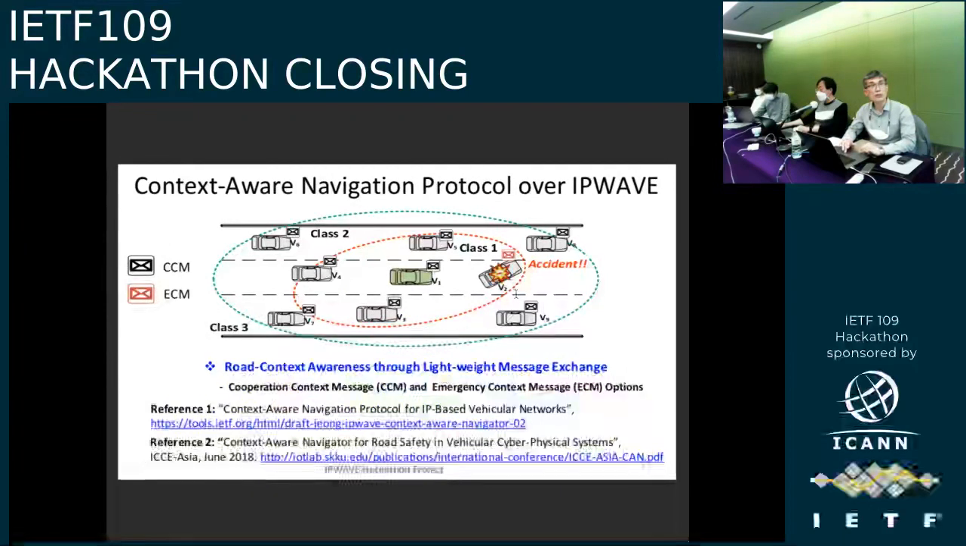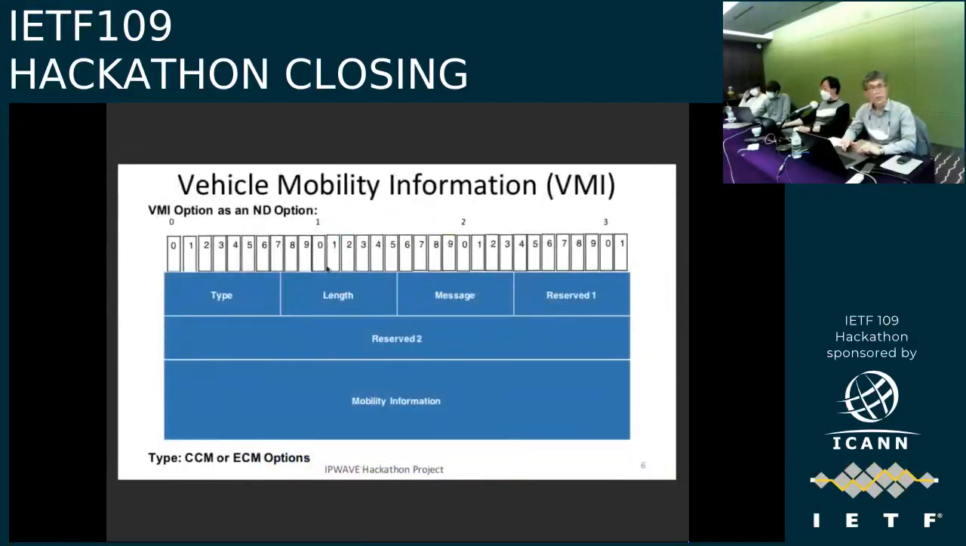So basically, in the context-aware navigation protocol case, you can see this is a highway scenario. Some vehicle hit some obstacle, and the following vehicle observed. And then this V1 detected this dangerous situation and disseminated an emergency context message to neighbor vehicles. So basically, in the IP wave context-aware navigation protocol, we use IPv6 neighbor discovery messages to contain a collision context message and an emergency context message for driving conditions. This is the message format for the vehicle mobility information option, one of the neighbor discovery options in IPv6. It supports CCM and ECM. ECM is the emergency context message, and CCM is the collision context message.